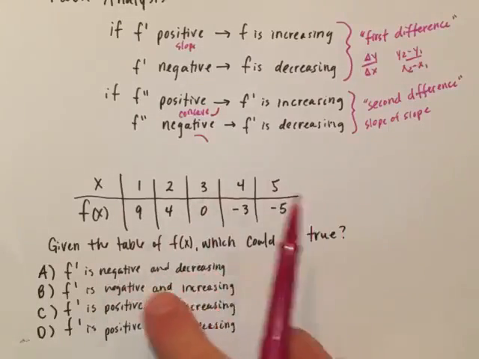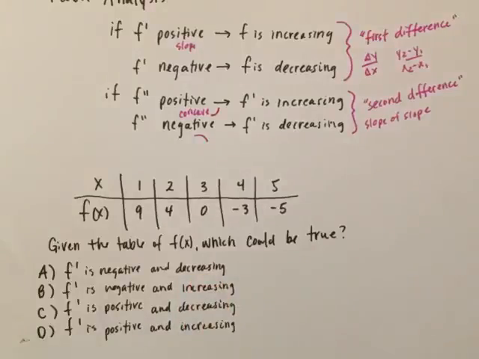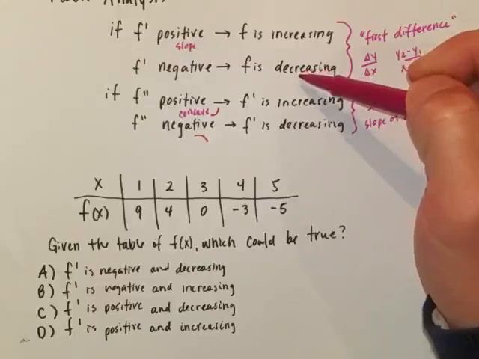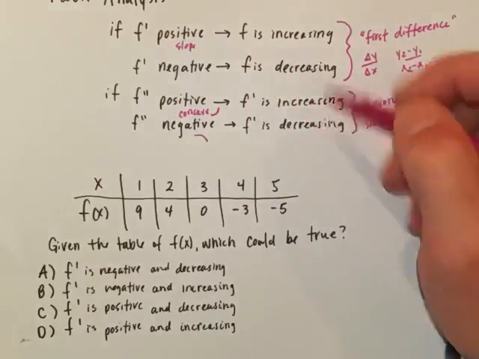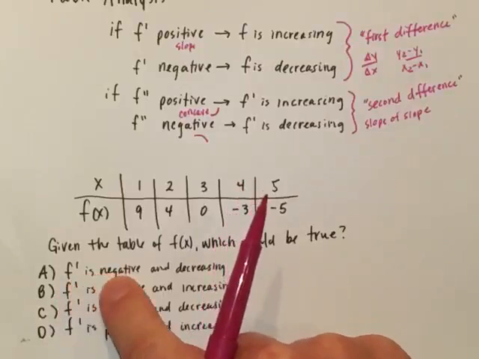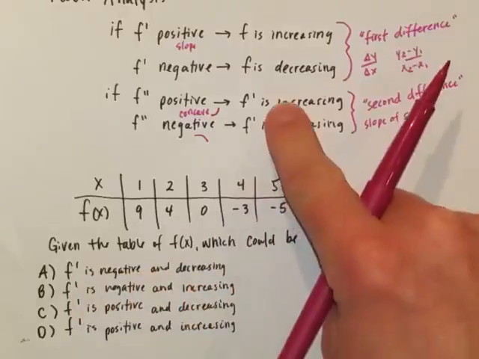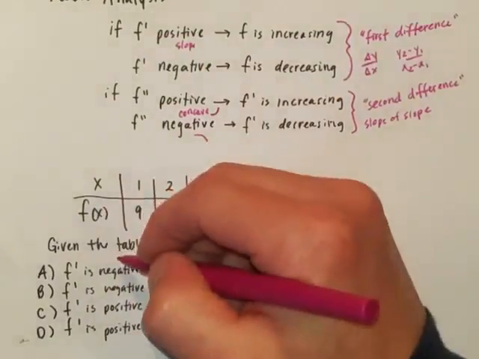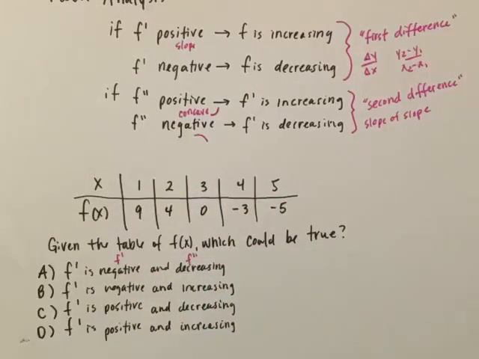A lot of people just assumed that if f prime was negative, it was also automatically going to be decreasing. Well, if f prime is negative, that tells us that f is decreasing. But we'd actually have to find f double prime to see if f prime is increasing or decreasing. So we want to know if f prime is negative and if f prime is decreasing, or if f prime is negative and if f prime is increasing. We have to find our f prime for this one, and we have to find our f double prime for this one. Think of this as a two-part problem.